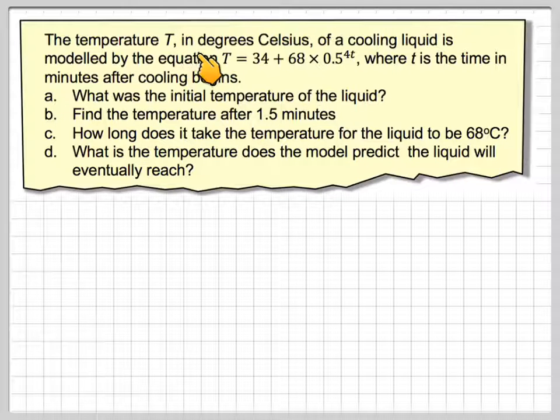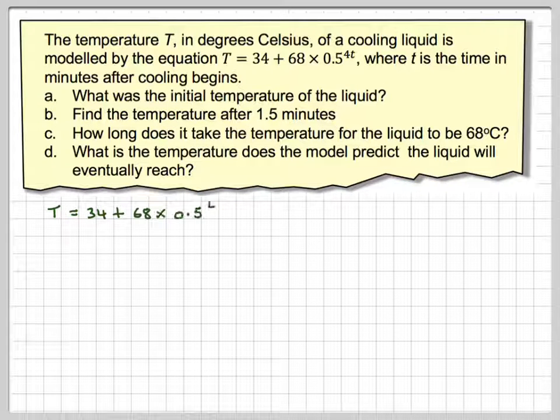The temperature T in degrees Celsius of a cooling liquid is modelled by the equation T is equal to 34 plus 68 times 0.5 to the 4t, where t is the time in minutes after the cooling begins. What is the initial temperature of the liquid? Find the temperature after 1.5 minutes. How long does it take for the temperature of the liquid to be 68 degrees C? And what temperature does the model predict the liquid will eventually reach?